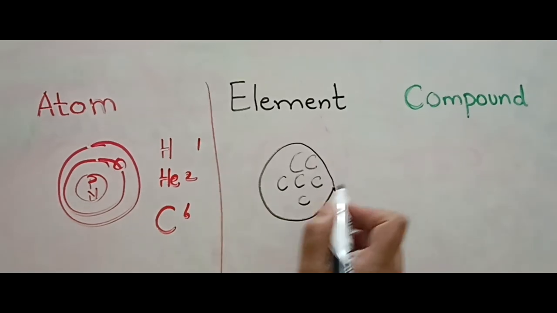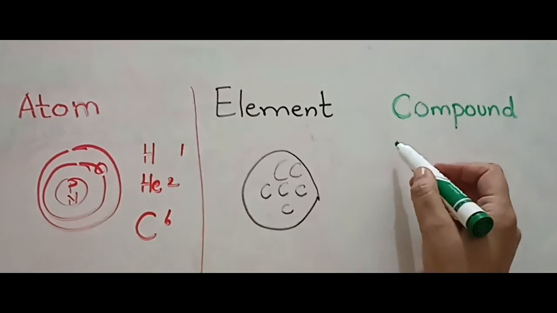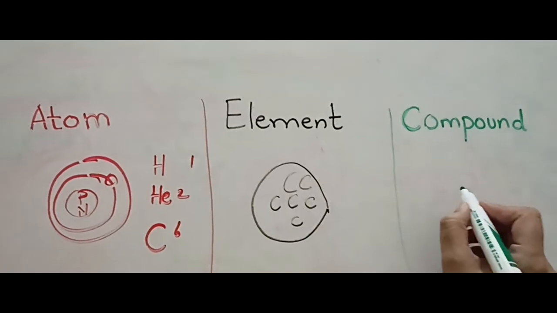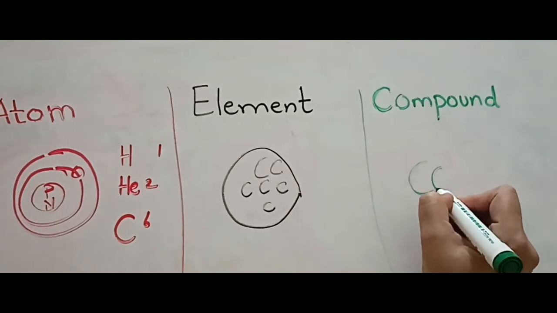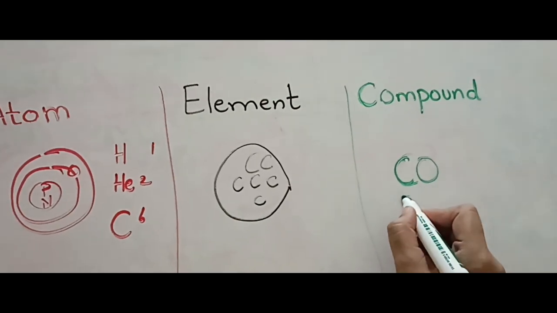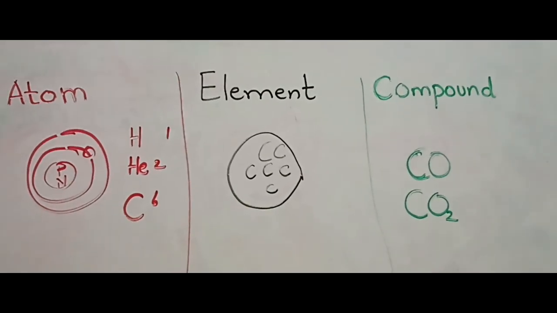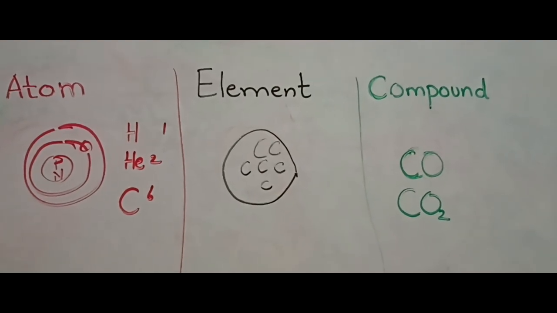And if there are two different kinds of atoms, for example, if carbon joins with oxygen, it forms carbon monoxide and it is a compound. And also if carbon joins with oxygen as CO2, then it's also a compound.